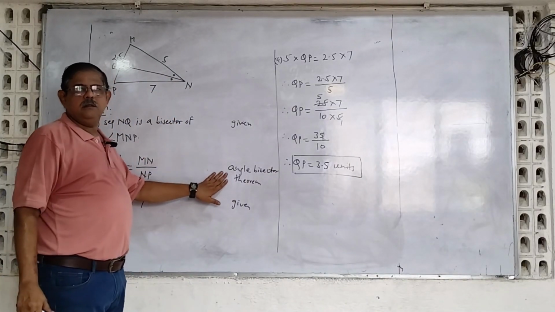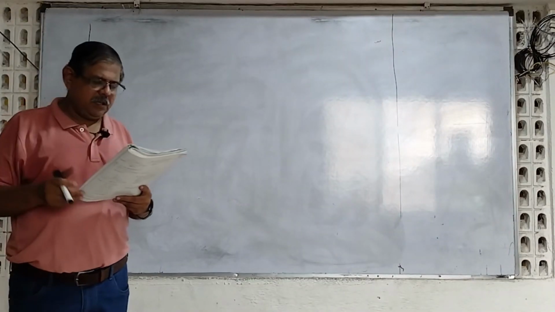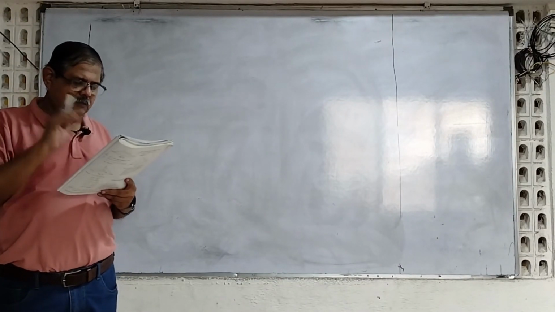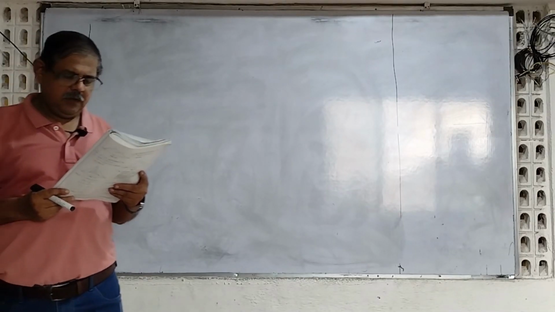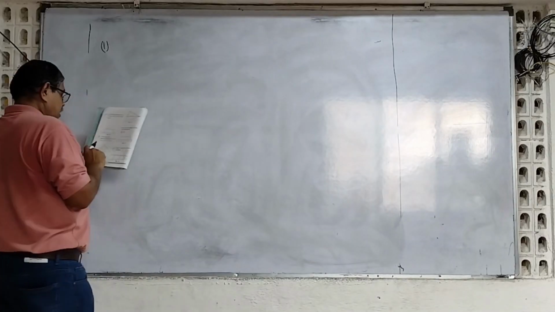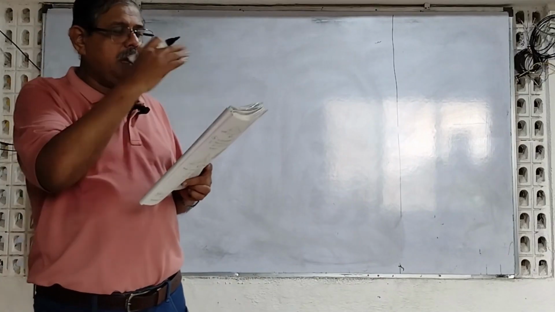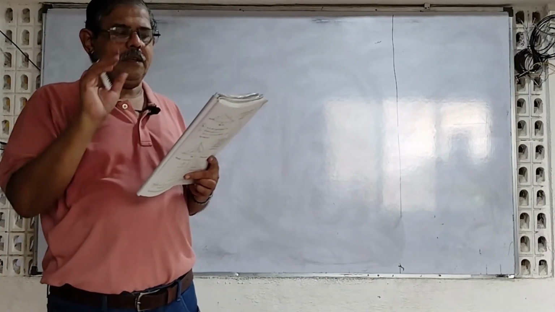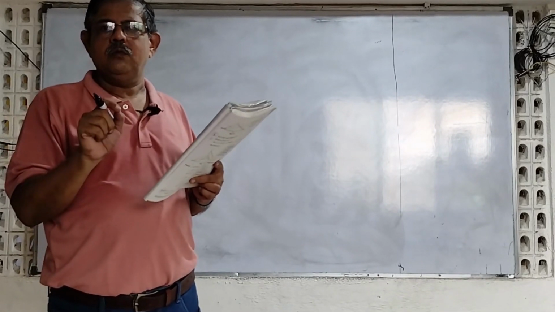So this is your question, which is based on the angle bisector theorem. Students, we see question number 3. Which question is the same as this question? Can anyone tell me? Yes, question number 6. Here they have given, as I told before, find QP using the information in the figure. They don't give, as in the above question, that NQ is the bisector. It is not mentioned. So you understand, that is the reason I tell you.